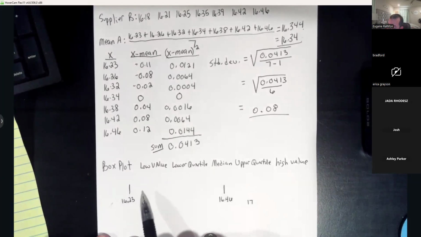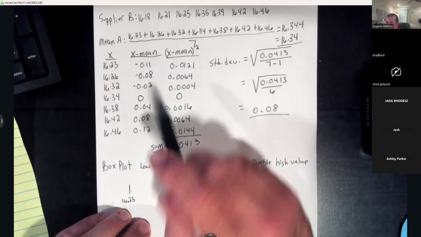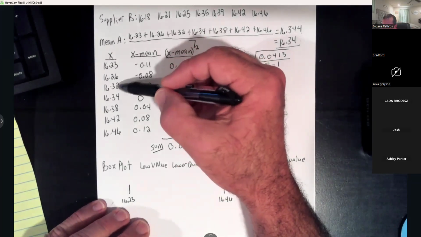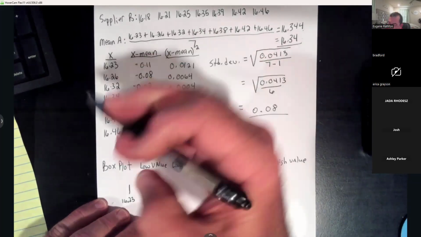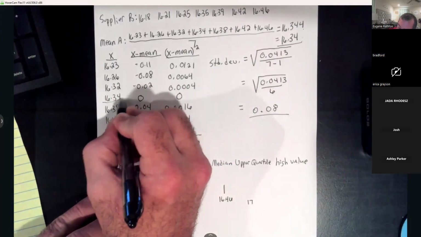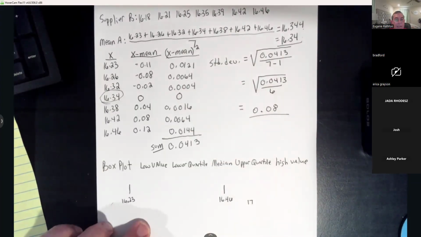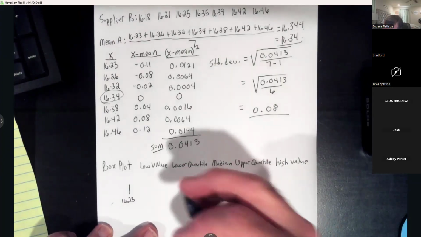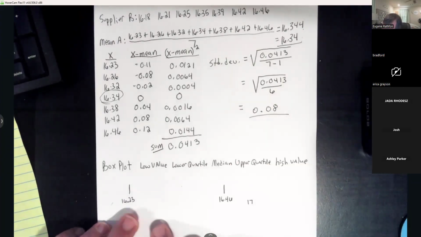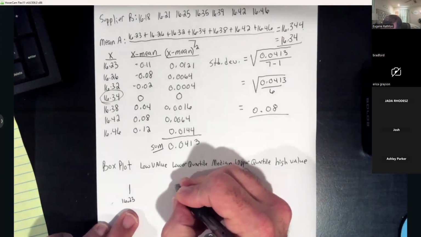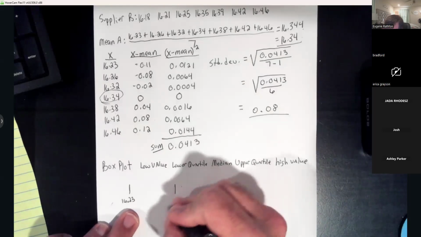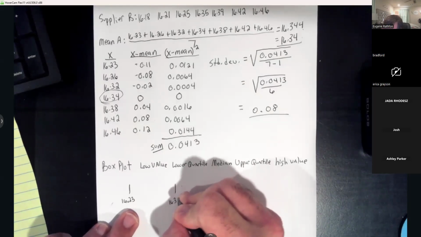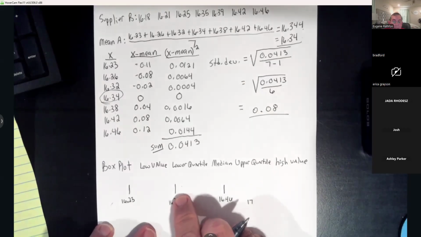Now, my median, since I had 1, 2, 3, 4, 5, 6, 7, my median would be the middle number, which would be 16.34. So on my box, so let's think, 3, 4 will be about in between those. So that'll be my median.